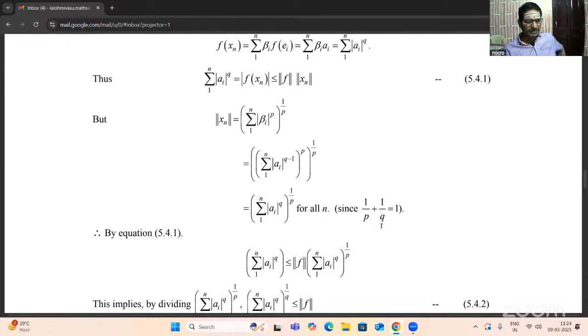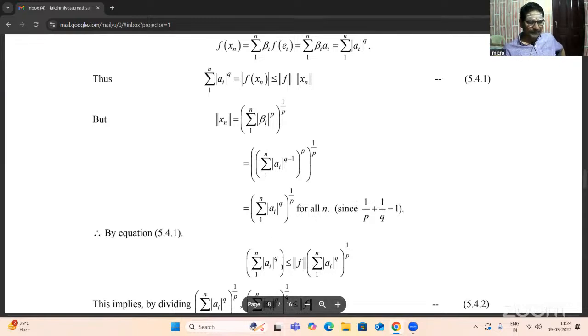Because we know that 1/p + 1/q = 1, replacing the value of p, we have 1/p = 1 − 1/q. 1 − 1/q means (q − 1)/q. So p = q/(q − 1).